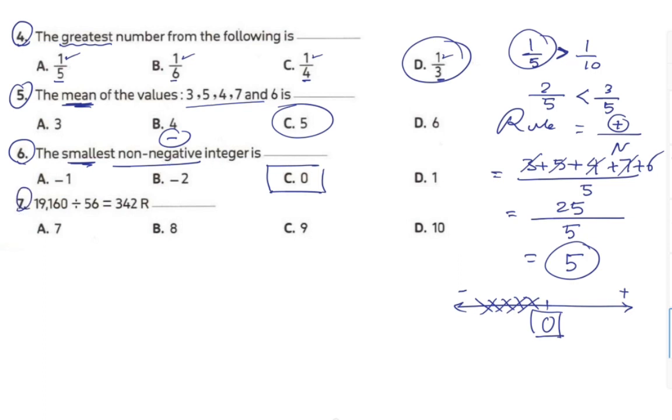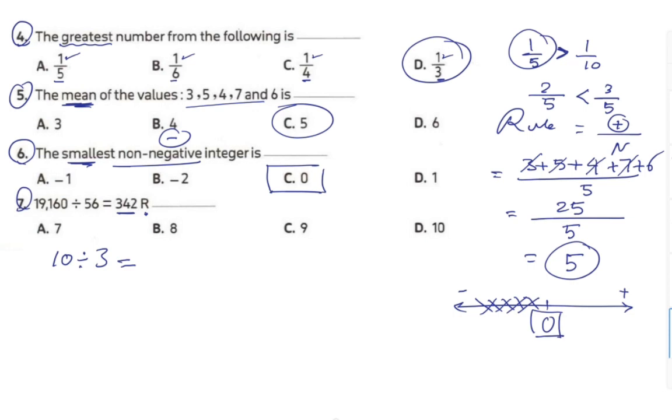Last point here, we have a long division, 19,160 divided by 56. Here he gave us the quotient, asking us about the remainder. What's the remainder here? To find the remainder, I will give you a small example. We have 10 divided by 3 equals what?